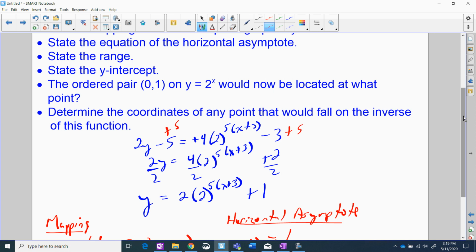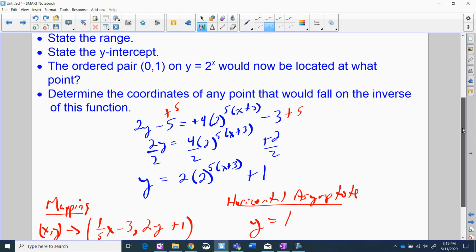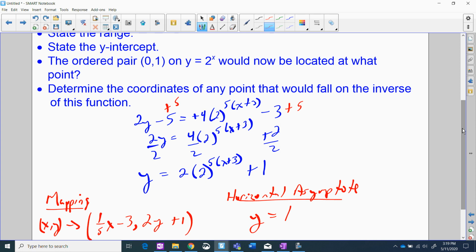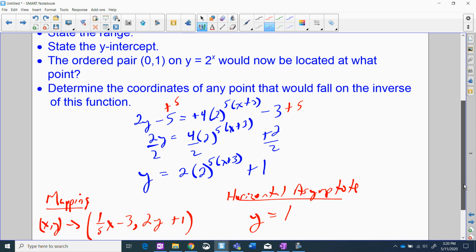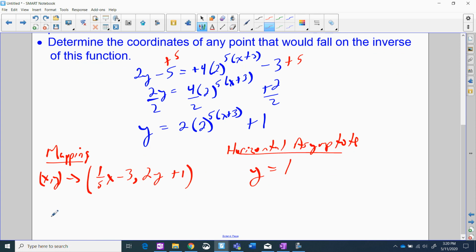State the range. Okay, so it's always, all the y values are either above or below the horizontal asymptote, and that is dependent upon whether there's a reflection in your x-axis. This one does not have it, so that means it is going to stay above. So my range would be all the y values have to be greater than the horizontal asymptote of 1.